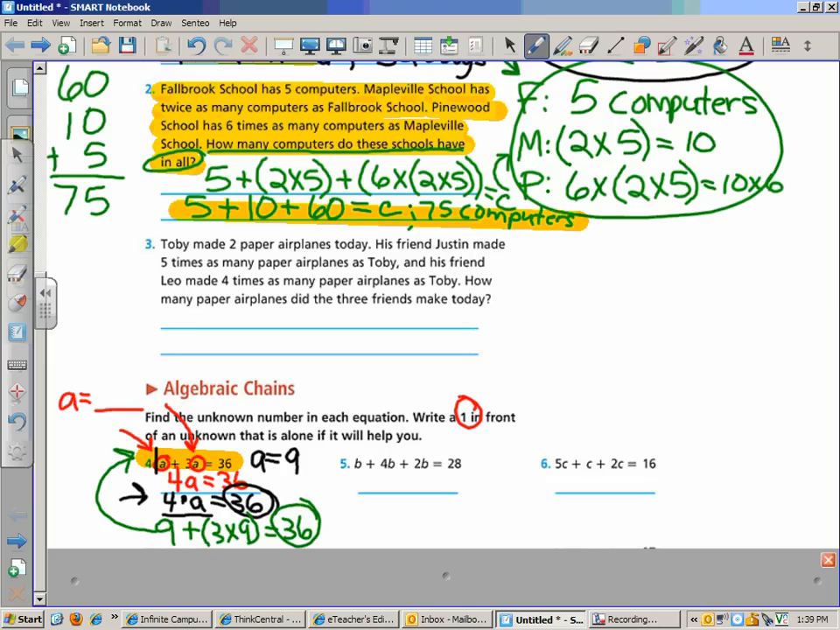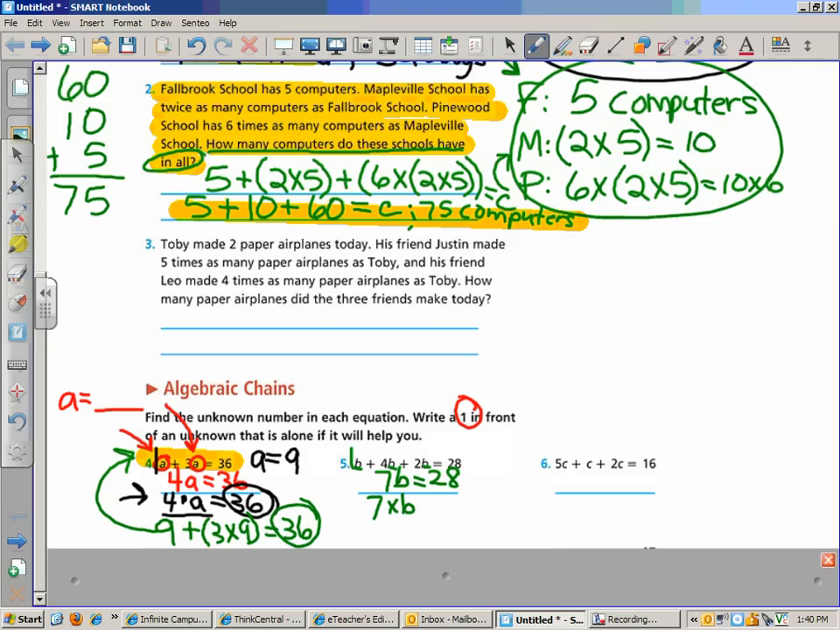B plus 4b plus 2b equals 28. Same variable, b, b, b, and we're adding those up, so we're simply going to add up our numbers to see how many b's we have. So you can put a 1 in front of the single variable b to help you. So we have 1b plus 4b plus 2b, so we have 7b equals 28.